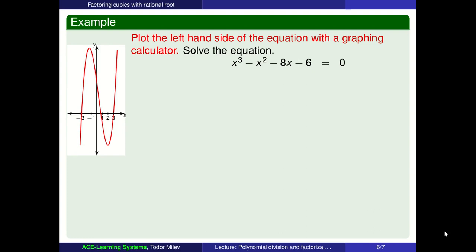Once again, please do not forget to exercise yourself in plotting graphs of functions with the device you're going to bring at your exam. So here's approximately what you should get when you plot the function with your graphing device.